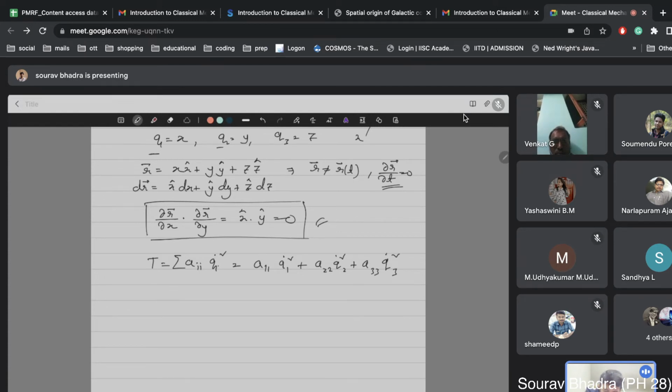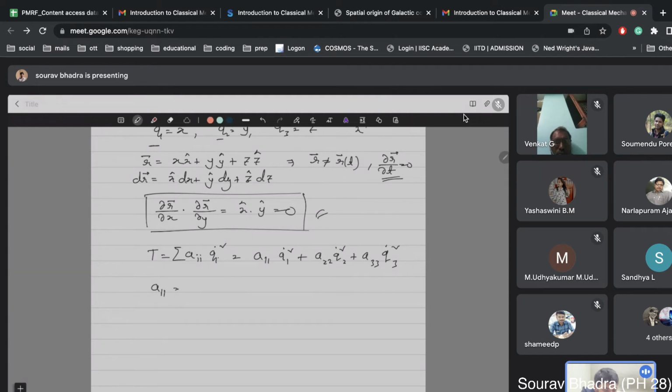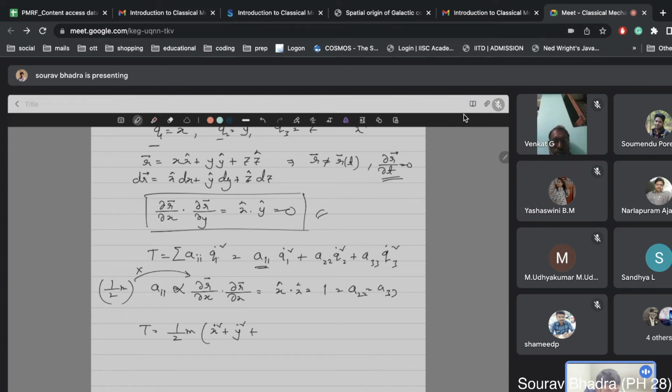Okay, so now what is A11? A11 is actually del r del x by del q dot, del r del x by del q dot, that is x dot by x dot, that is 1. Similarly A22 and A33. So T will be, if we put A1, this is proportional to, because there is also a half m term that I have not written, so this half m will be multiplied with all this, so that is half m (x dot square plus y dot square plus z dot square).